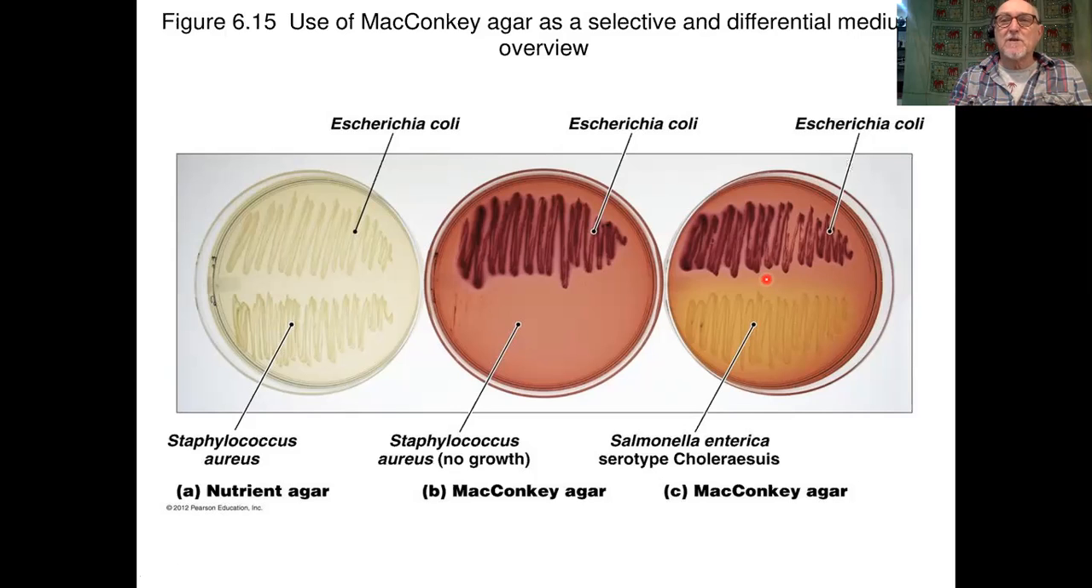We get a lot of information from these media, and we frequently use them in the clinical setting. They are very, very frequently used. They quickly give us some signal characteristics of the bacteria that we are dealing with.